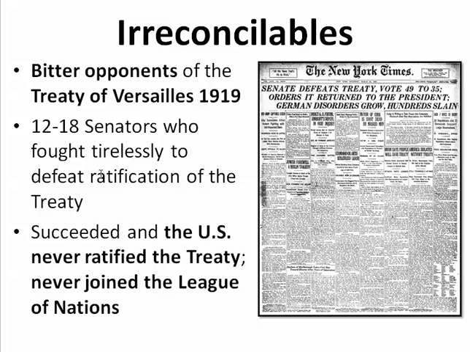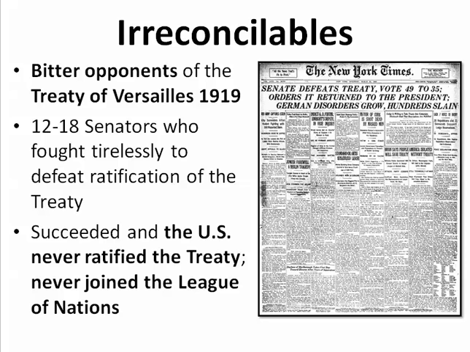12 to 18 senators who fought tirelessly to defeat ratification of the treaty, and they're going to succeed. The Treaty of Versailles in 1919 will not be ratified by the United States. The war will end. The treaty would be accepted everywhere else, but not in the United States. And the United States never joins the League of Nations.